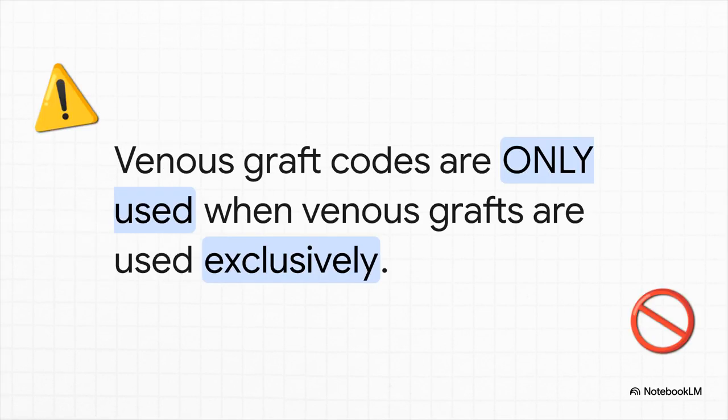And here is the major exam trap you've got to avoid. The primary venous graft codes 33510 through 33516 are only used when venous grafts are used exclusively. If there is even one single arterial graft in the mix, that arterial code takes the primary spot for sure. Then your venous grafts must be reported using those add-on codes we just talked about. It catches so many coders off guard, so don't let it be you.